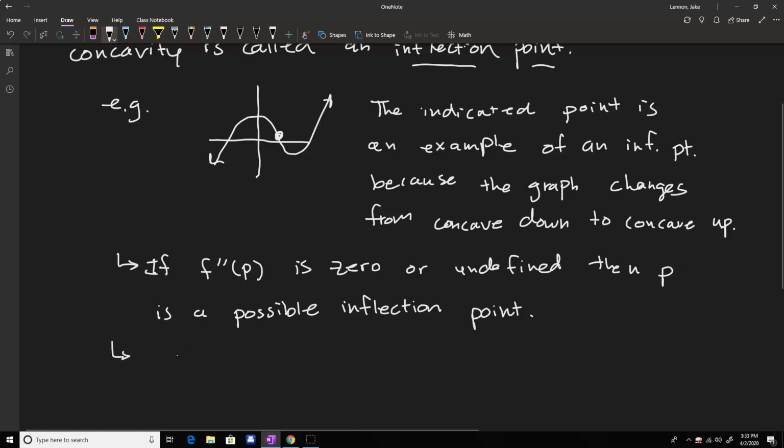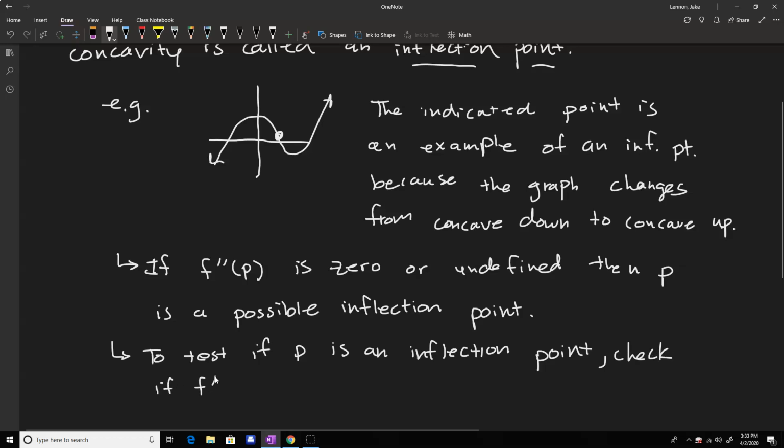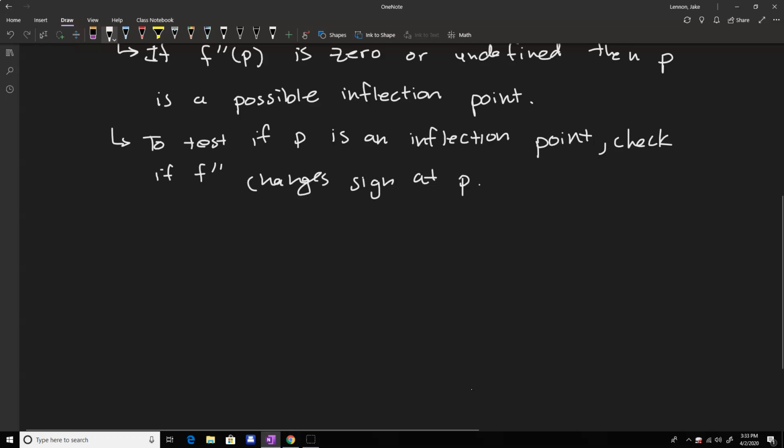So we have to do something similar to what we did for critical points. To test if p is in fact an inflection point, check to see if the second derivative changes signs at p. So let's go ahead and look at such an example. This will kind of recap a little bit of what we were doing last time as well.